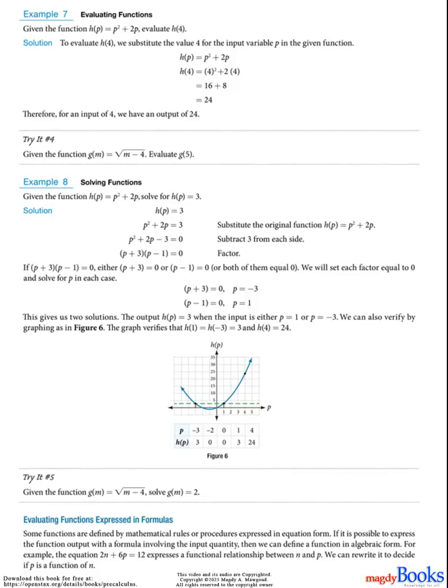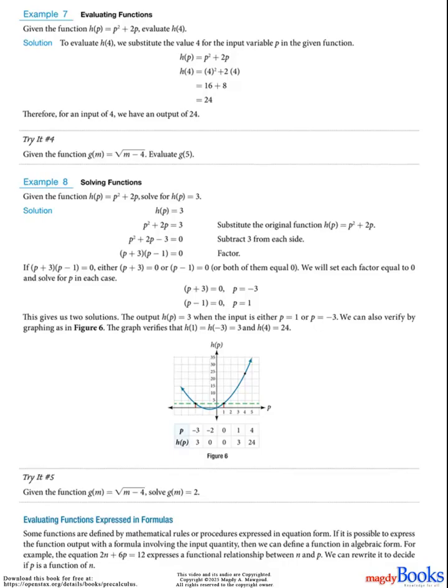If (p plus 3) multiplied by (p minus 1) equals 0, either (p plus 3) equals 0, or (p minus 1) equals 0, or both of them equal 0. We will set each factor equal to 0 and solve for p in each case. (p plus 3) equals 0. p equals negative 3.